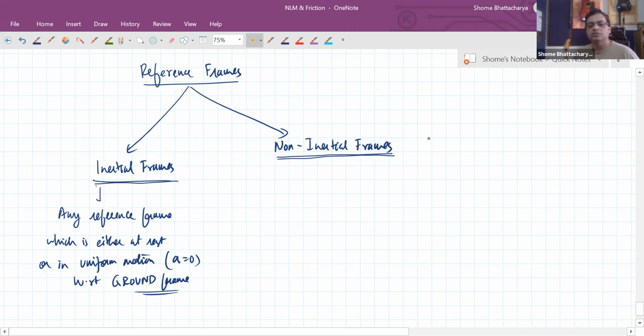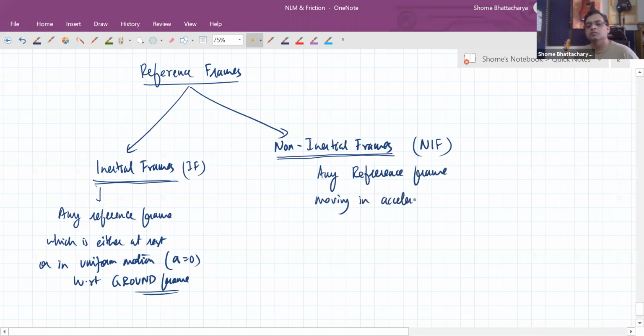Whereas a non-inertial frame, which we will in short form call NIF from now, whereas inertial frame we can call IF, is any reference frame which is accelerated with respect to the ground. Any reference frame moving in accelerated motion with respect to the ground frame. That becomes a simple definition of the non-inertial frame.